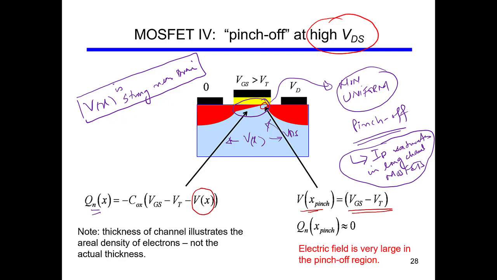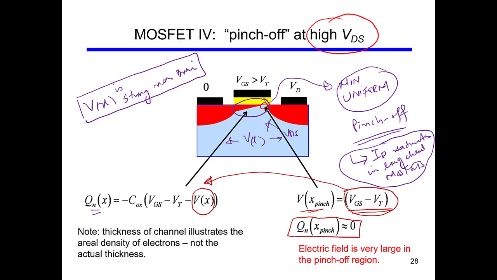Why does that become VGS minus VT? Because this is the value. If you put this value in this equation, then resultantly the charge in the channel at the pinch off point becomes 0.